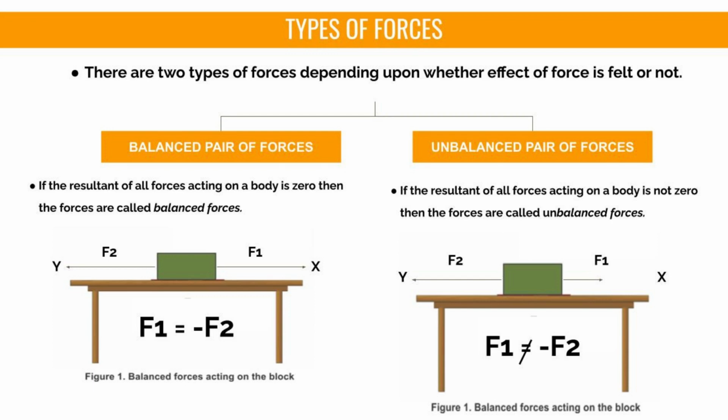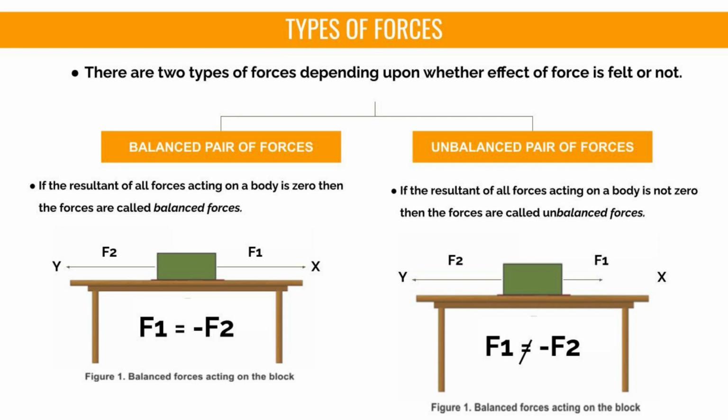So, let's dive in. There are two types of forces, depending upon whether an effective force is felt or not: balanced forces and unbalanced forces. If the resultant of all forces acting on a body is zero, then the forces are called balanced forces. If the resultant of all forces acting on a body is not zero, then the forces are called unbalanced forces.